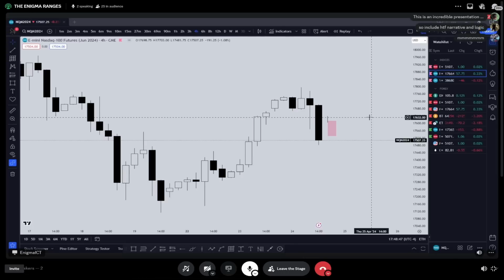So include higher time frame narrative and logic. It's the most important thing. You can use this for daily bias, entries, everything.